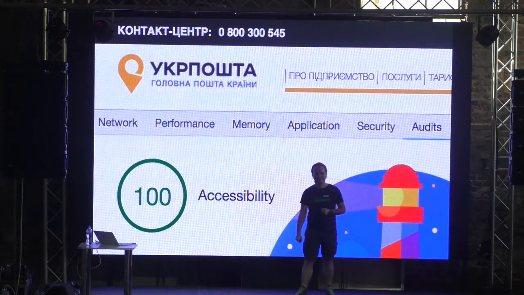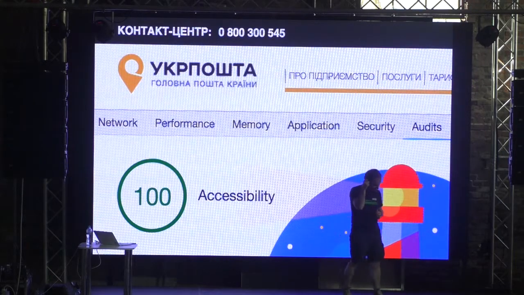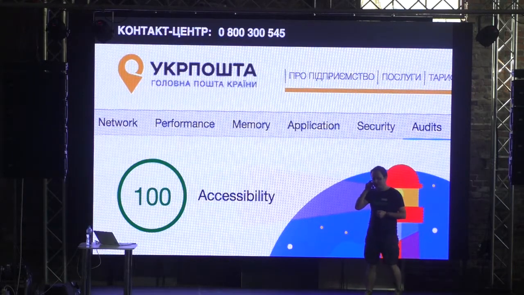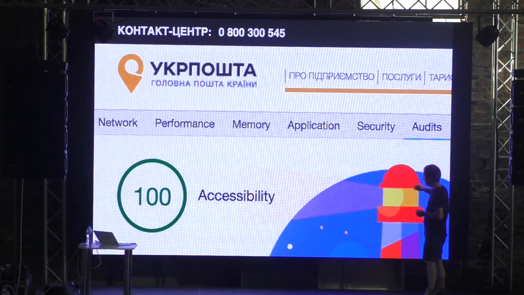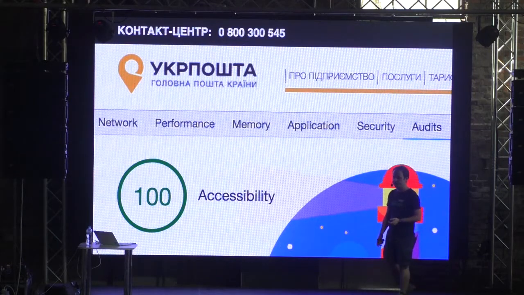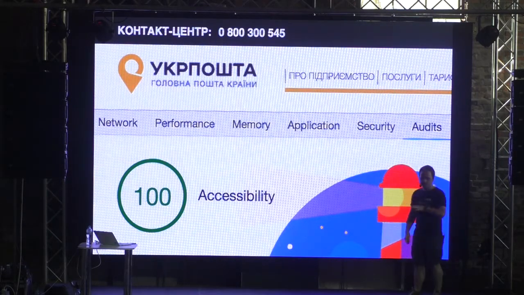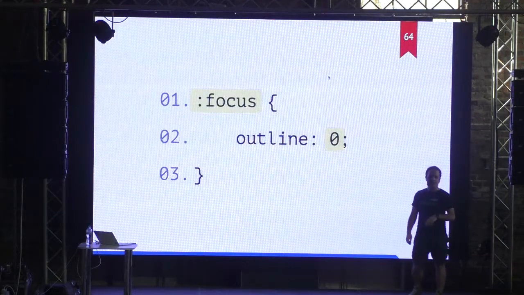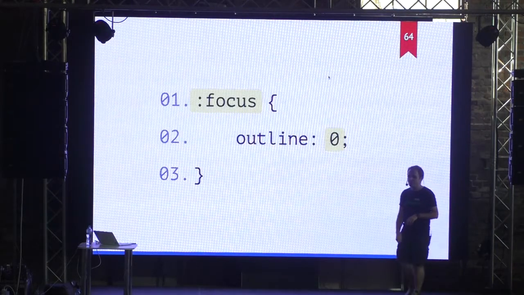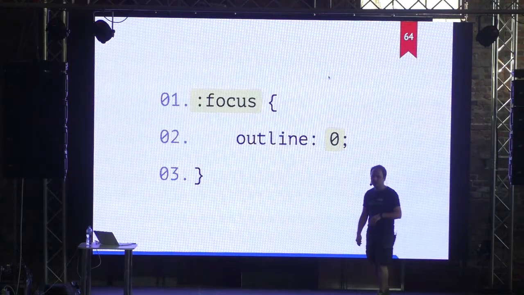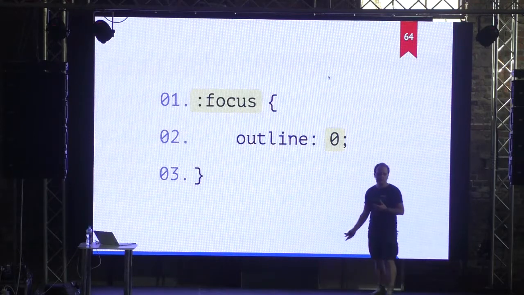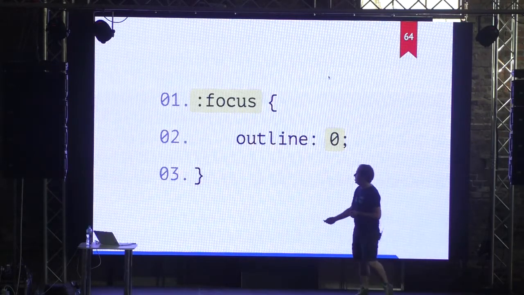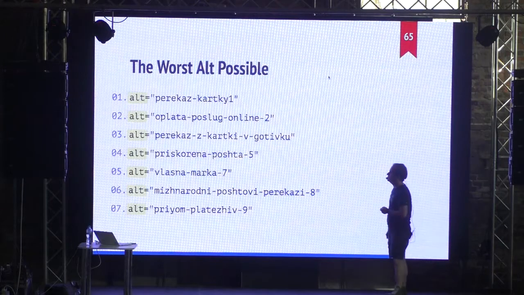But it's not. It's not accessible. But this thing thinks that it's accessible because it passes all the tests. But when you go and check it for yourself, you see, ta-da! There's no way to tell where you are now on this site. But Lighthouse doesn't check for this outline thing. Maybe in future releases they will. And also they have the worst alts possible.